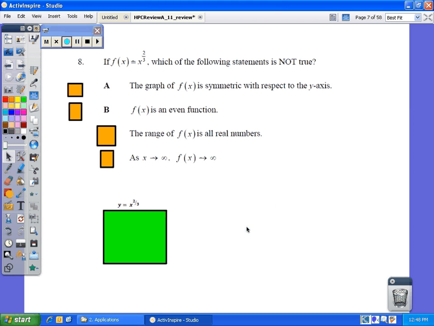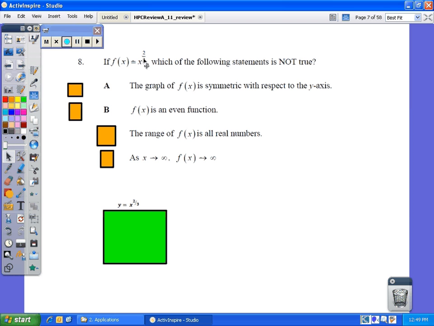Alright, so I have the following left. I have C, which says the range of this function is all real numbers. And it says the end behavior, remember, as x approaches infinity, that means you're going to the right of the graph, f of x is approaching infinity. Well, let's see what happens.